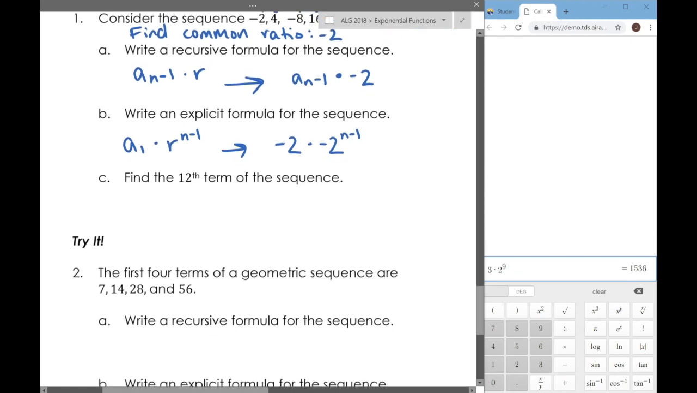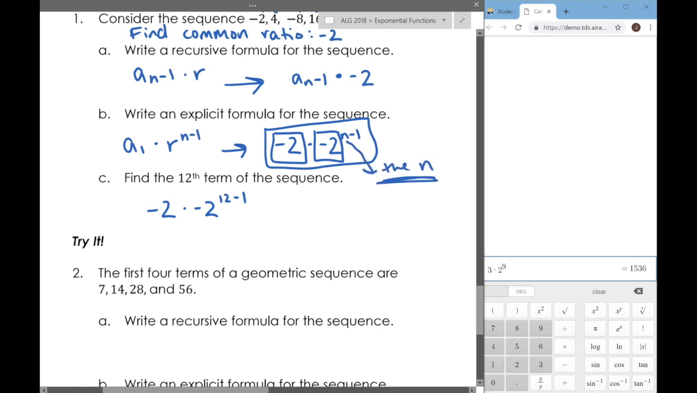It's a lot easier. So find the 12th term. Well, this is easy. If we just use the explicit form, which is this right here, let's just use that. -2 times -2. What term are we looking for? That term is 12 minus 1. So I kept everything the same, -2 times -2. The only number I changed was the n. And that n is the number we're looking for, 12. Okay, so this becomes -2 times -2 to the power of 11, because 12 minus 1 is 11.